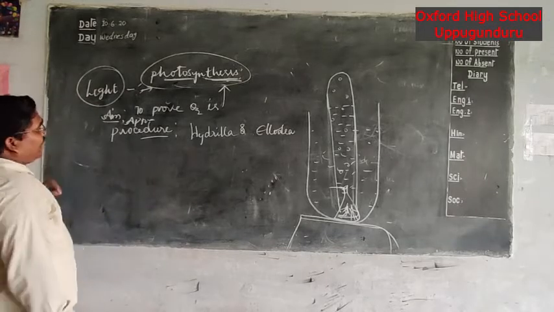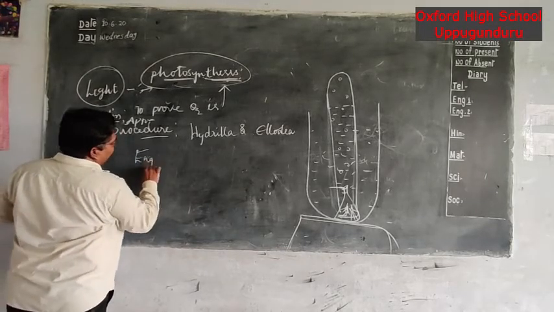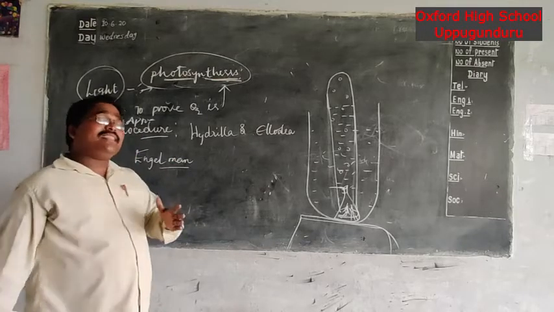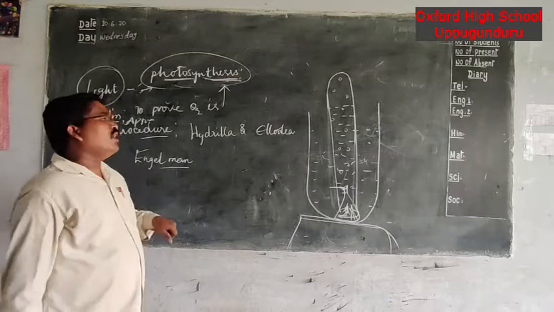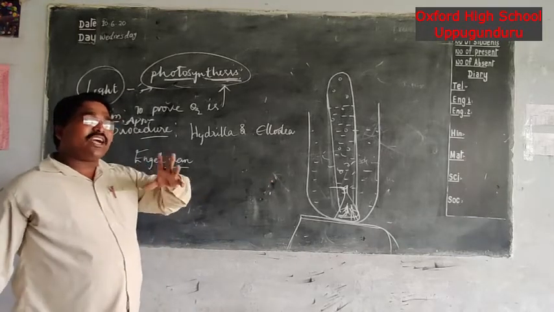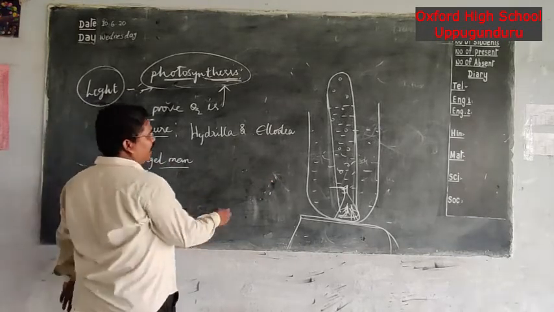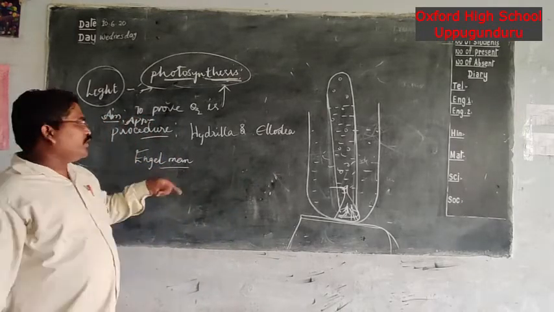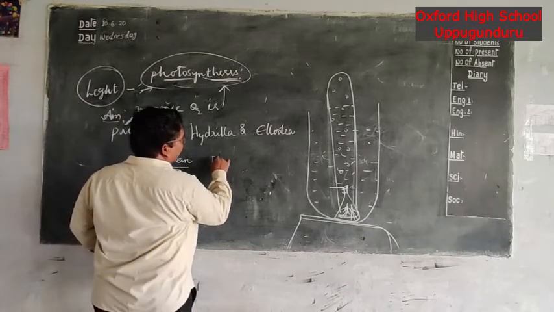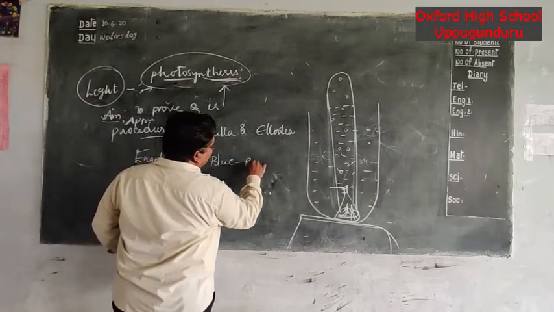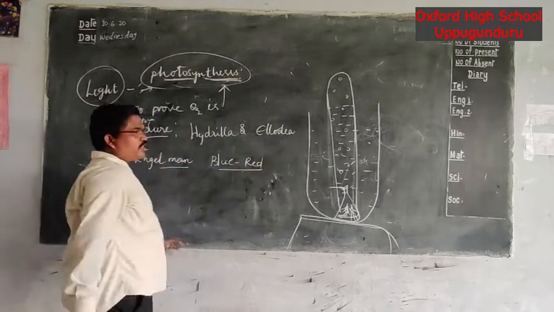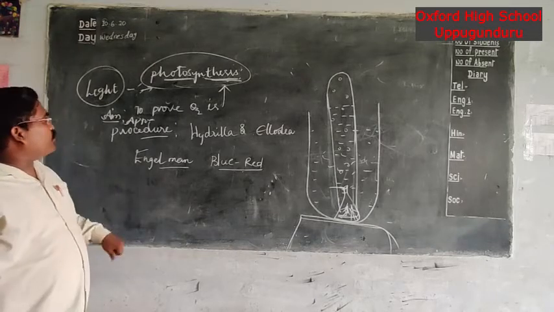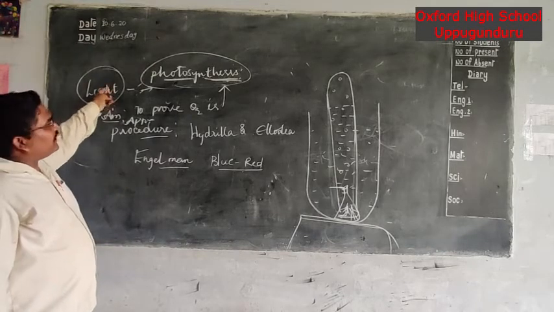And I already told you that Engelmann also detected when the maximum rate of photosynthesis takes place by using a strand of algae exposed to different colors of light, as in the picture. You noticed that it takes place in the blue and the red rays. That means in the blue and red rays, more photosynthesis takes place. So this is about light and photosynthesis.